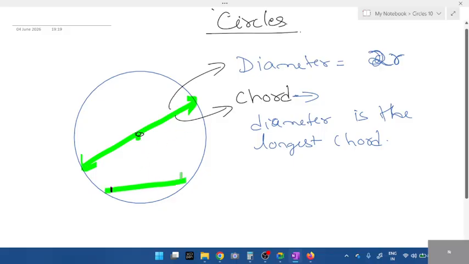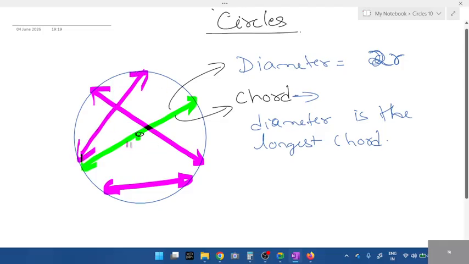See, when this is a chord, the green one is also a chord. Specifically, we call it a diameter. In the same way, the pink one is not a diameter, but it is a chord. All the pink ones, see, like this. It's not passing through the center. It is just away from that, like this.